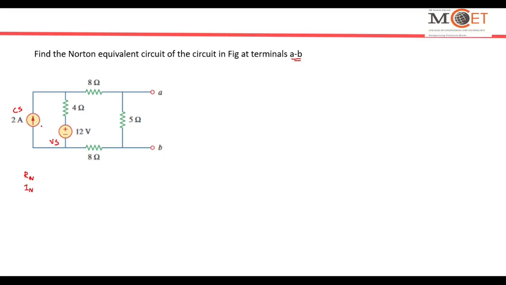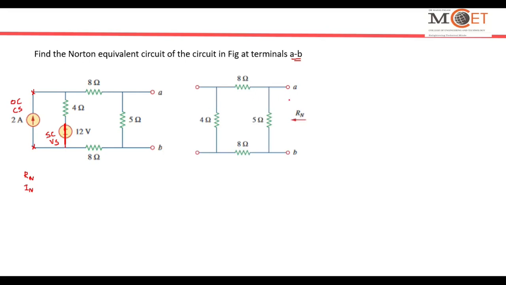To calculate Norton's resistance, I want to turn off all the independent sources, which means that I have to open circuit the current source and short circuit the voltage source. So open circuiting, I am going to remove this branch completely. Short circuiting, I am going to remove this voltage source and put a short like this. So once I do that, I get an equivalent circuit, which is something like what is shown here.